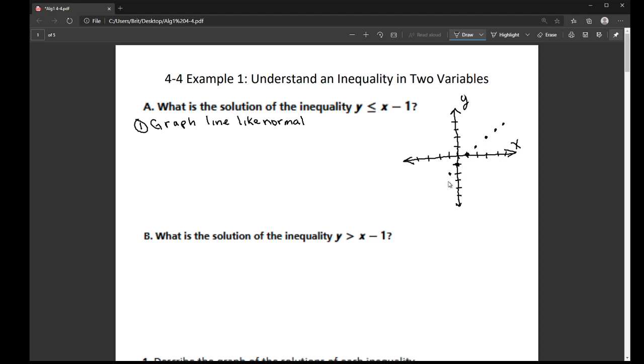But what I want to do is I want to describe to you how to know what kind of line to use. Alright? So if you have an inequality that is equal, so if it has this little bar under it right here, use a solid line. If there's not an inequality symbol on there, or an equality symbol on there, so there's no little line here, use a dotted line.